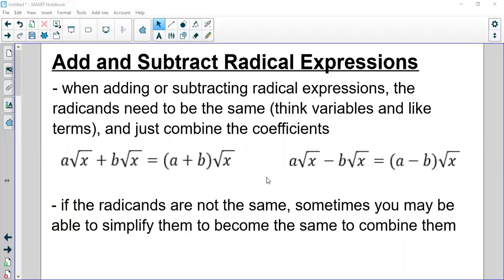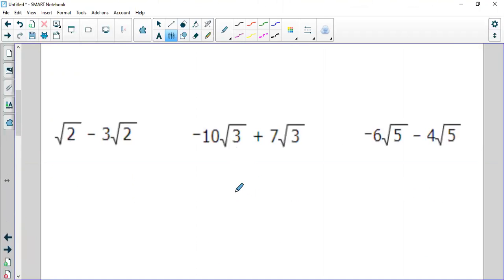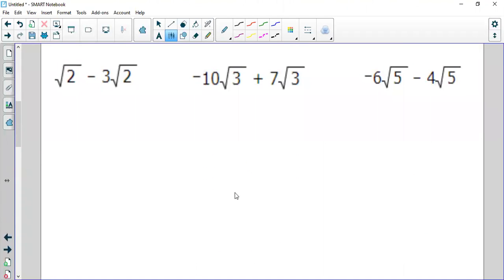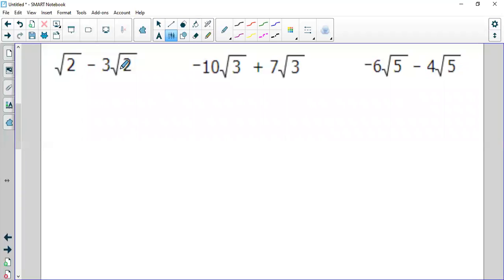The problem is the radicands are not always the same. If they're not the same, you're going to have to simplify them. Maybe one of them, maybe both of them, to get the same radicand so you can combine them. You might have to do a little bit of simplifying to be able to combine them. So let's see how it looks. Got three easy ones for you to start because all three of them have common radicals, like terms.